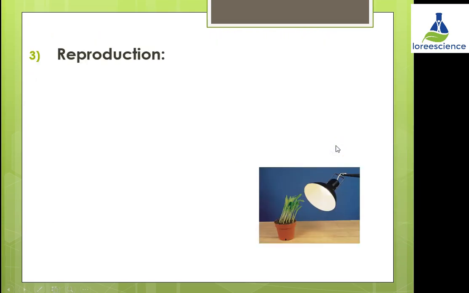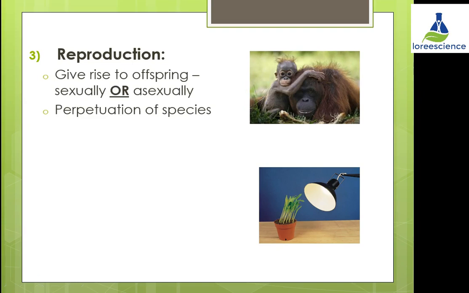The third characteristic is reproduction. And reproduction is the ability to give rise or make offspring or babies. Now this can happen both sexually or asexually. Sexually is when there are 2 parents, a mother and a father, sperm and egg joined to create the new organism. Asexually is when a cell either breaks off or splits into 2 itself to make a new organism that is identical to the original organism. This is required for the perpetuation or the continuation of a species.